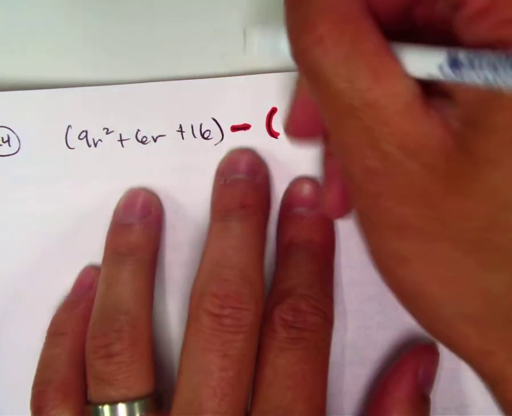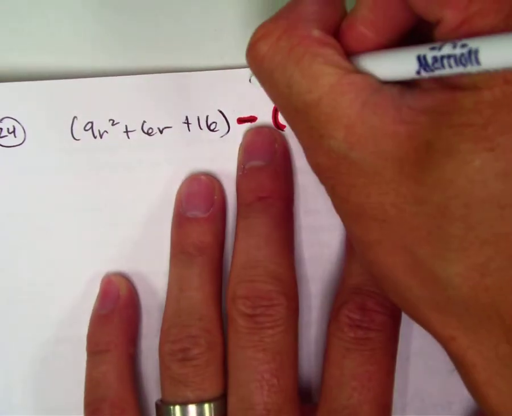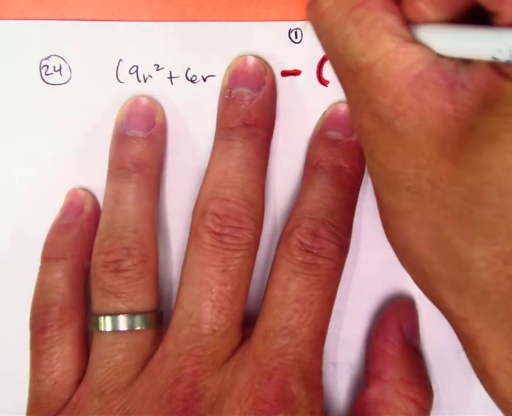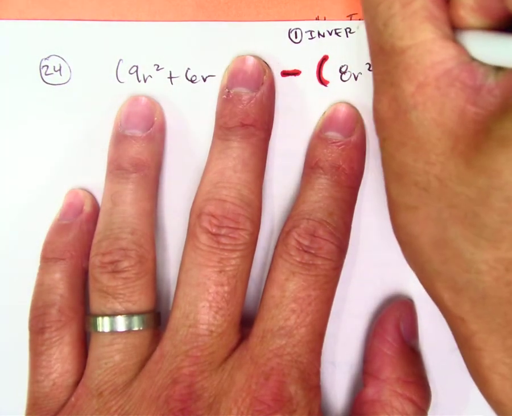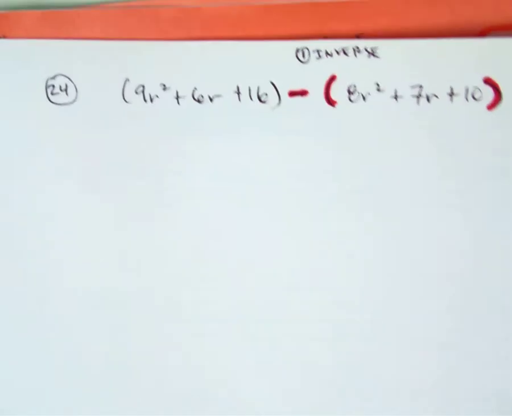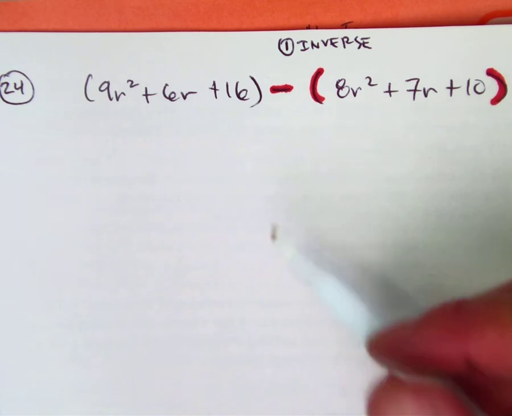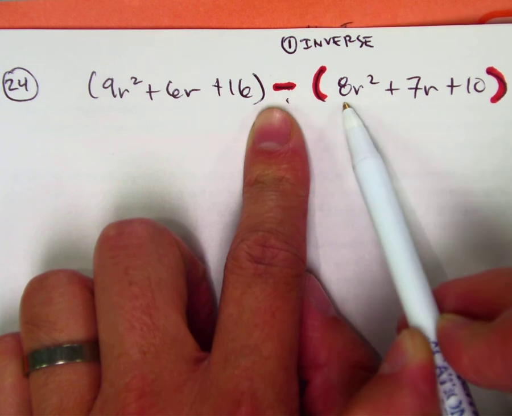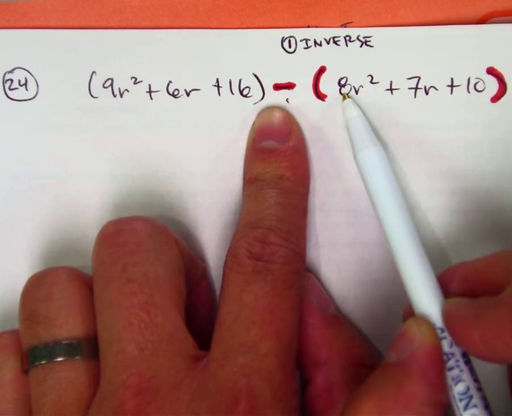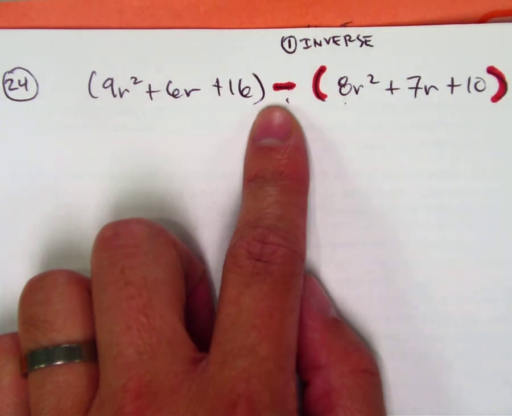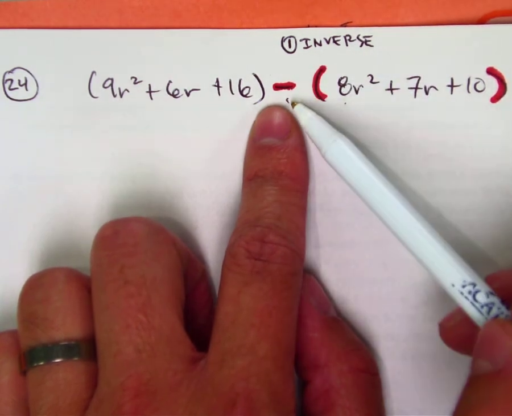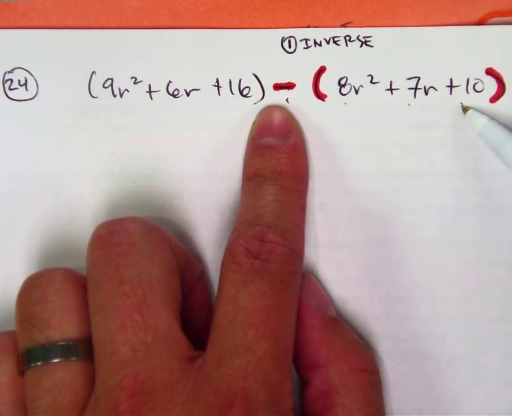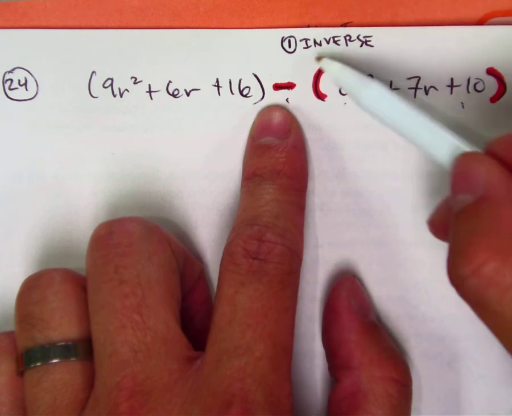Okay, so I want to describe this minus sign in two ways. The first way I want to describe it is number one, inverse. Everyone say inverse. What that means is that you change the math sign inside the parentheses. So if this is a positive, this will become a negative. This one will become a negative 7r, and this one will become a what, class? Negative 10. So there are two ways. This is the first way, the inverse.